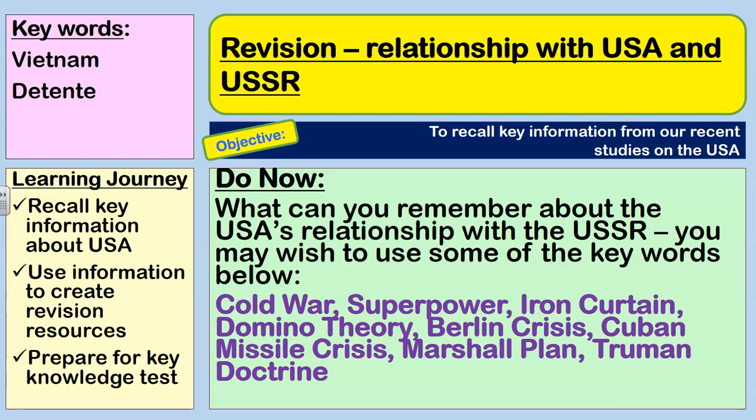So today we're going to do a little bit of revision on the USA, and we're going to look back to the relationship between the USA and the USSR. So all that work that you did on Vietnam, on the Cold War, on the Berlin crisis, Cuban Missile Crisis, all that stuff, you need to think about how you're going to remember all that stuff, because next week when you return you are going to have a key knowledge recall test. So it won't be in your first lesson back, but probably in the latter part of next week you will be having a quick knowledge test.